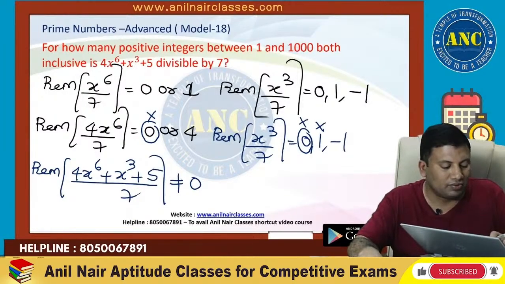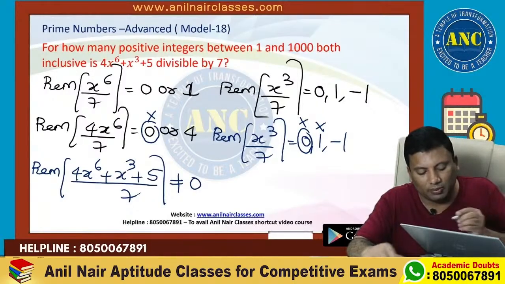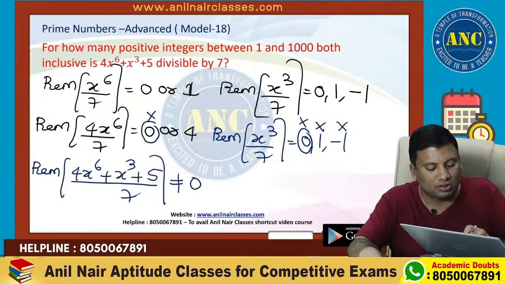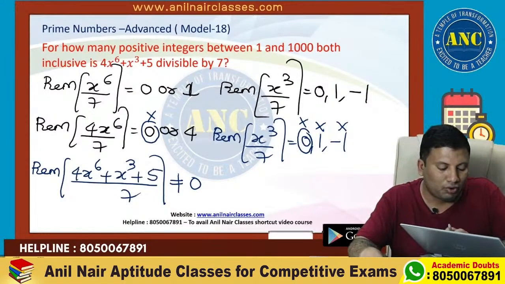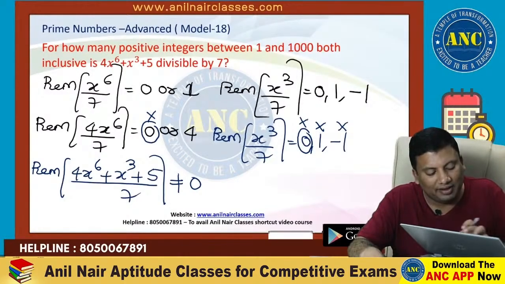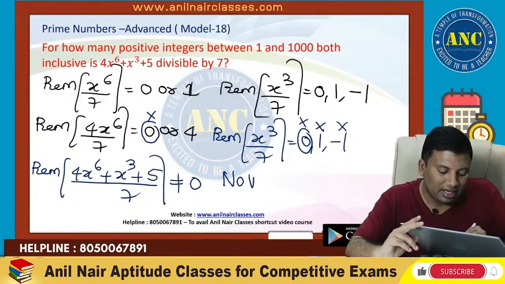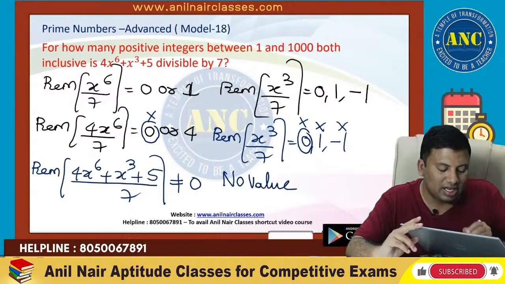0, minus 1. Minus 1 plus 5, 4. 4 is not divisible by 7. This case not possible. 4 plus 0, 4. 4 plus 5, 9, not divisible. 4 plus 1, 5. 5 plus 5, 10, not divisible. 4 minus 1, 3. 3 plus 5, 8, not divisible. No value of x will satisfy these expressions.